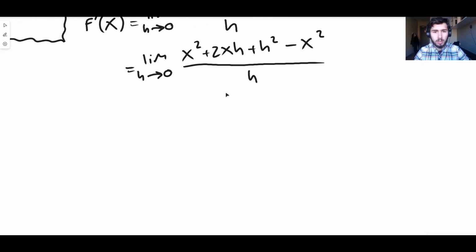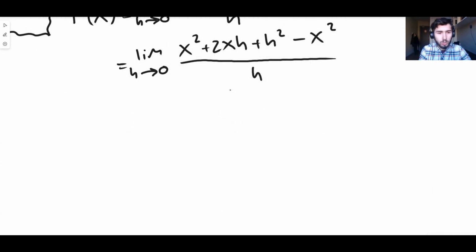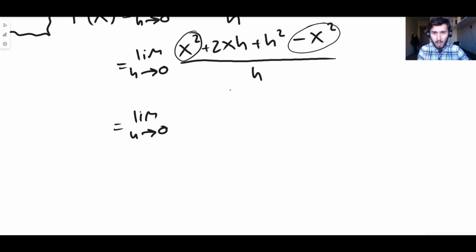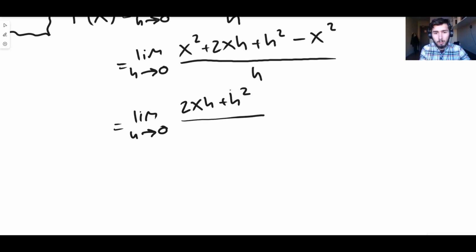All right, moving down again. I'll zoom in a little bit actually. Awesome. Okay. We now take the limit. Remember to keep writing limit as h approaches 0, it's very important. Now what we can do here is simplify this a little bit, because notice how we have an x squared minus x squared. Those two will cancel out. And what we get left with is simply 2xh plus h squared, and we're still dividing by h.